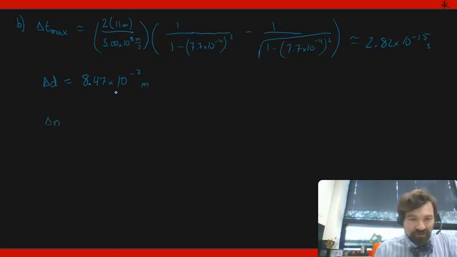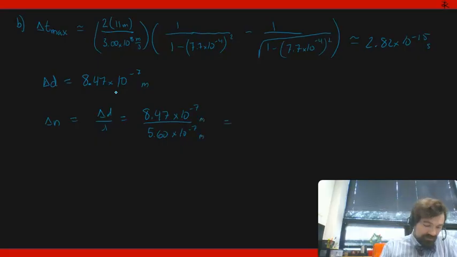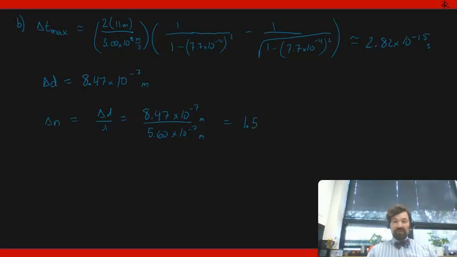And so for the fringe shift number, which again is delta D over lambda, you have 8.47 times 10 to the negative 7 divided by 5.60 times 10 to the negative 7, both in meters. And so what you end up getting is an expected fringe shift of 1.51. Okay, so again, in this case, 151 times the resolution limit, again easily detectable.